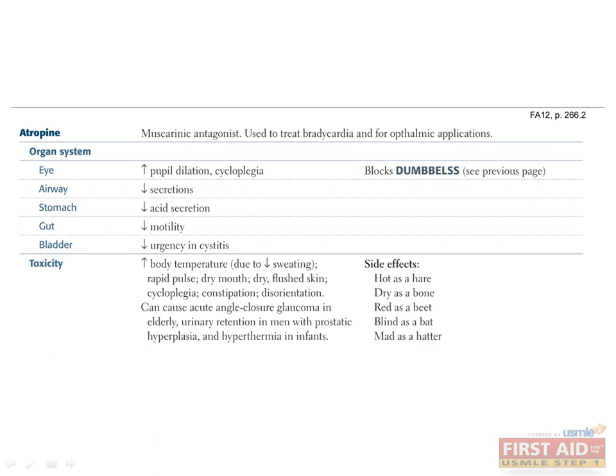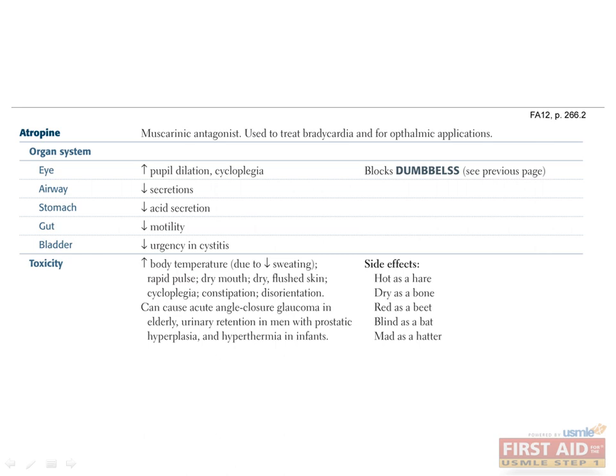Atropine toxicities can be remembered by the following mnemonic: hot as a hare, dry as a bone, red as a beet, blind as a bat, and mad as a hatter. In other words, increased body temperature due to a decrease in all secretions including sweat, rapid pulse, dry mouth, flushed skin due to peripheral vasodilation to compensate for increased body temperature, cycloplegia, constipation, urinary retention, and disorientation.